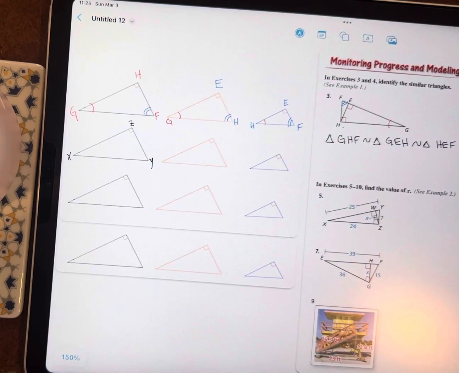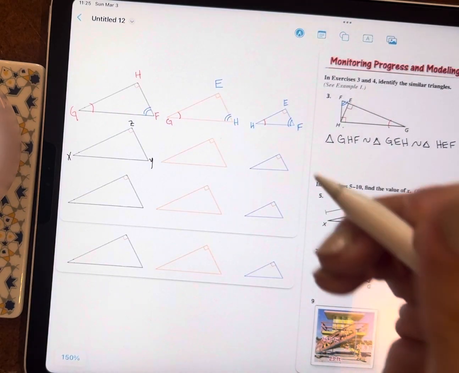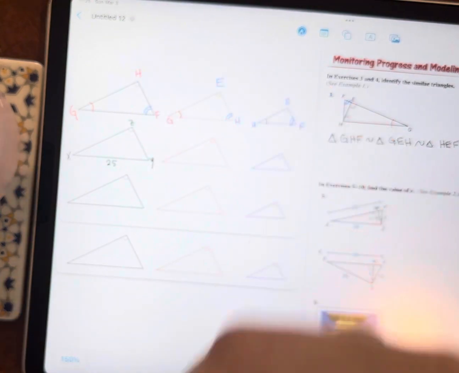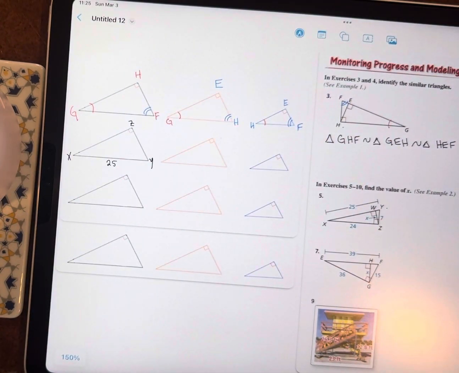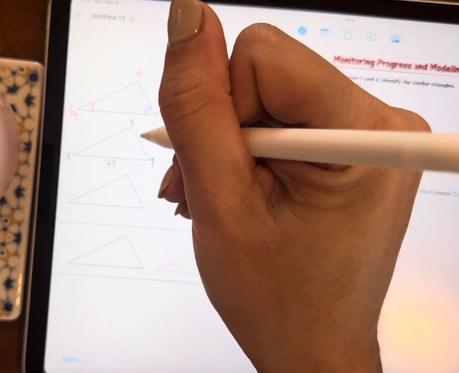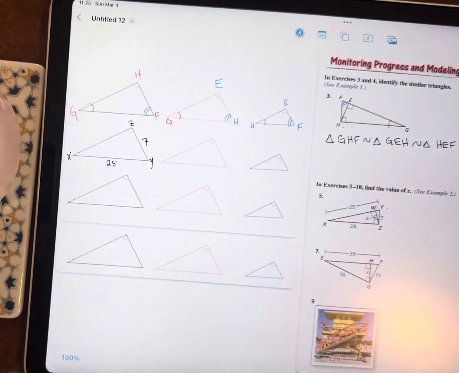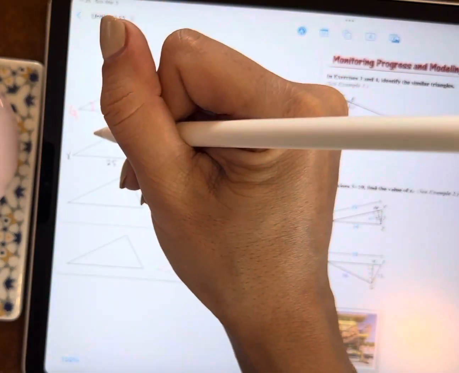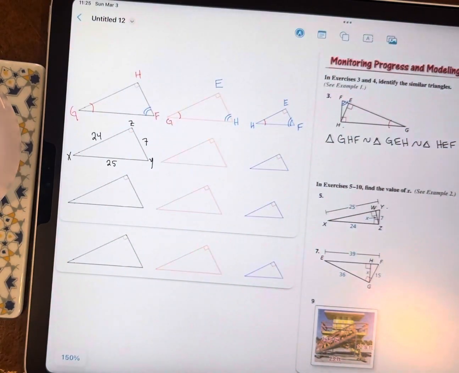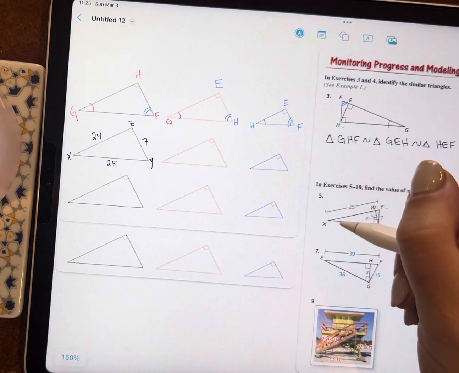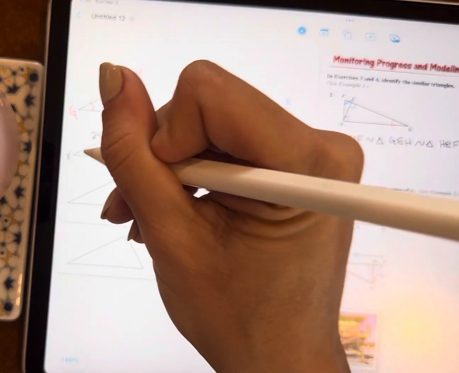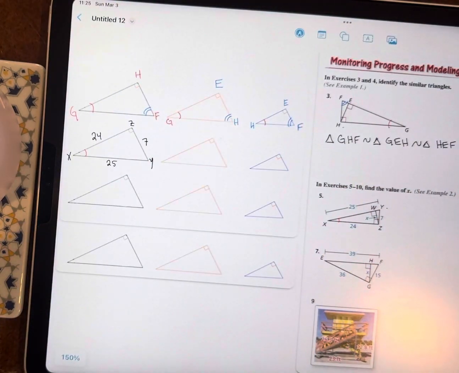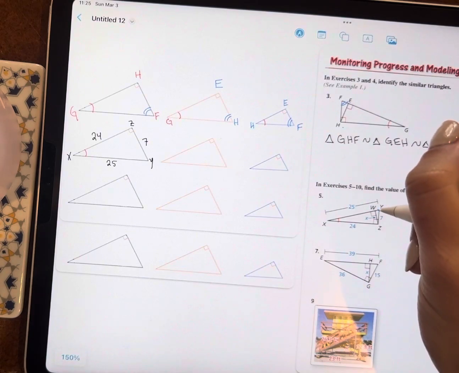And labeling what I know, XY is 25. I know that YZ is 7. And look at that, they were nice enough to tell us XZ. But they didn't even need to because I could have found it on my own using the Pythagorean theorem. So there we are. And if it may help us later, I'm going to label the small angle with that, and then the medium angle with that.